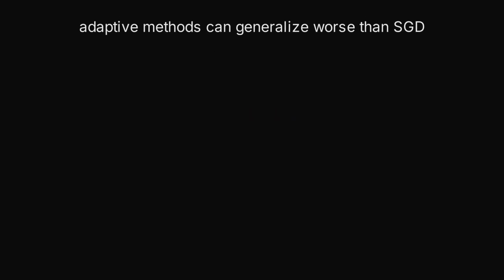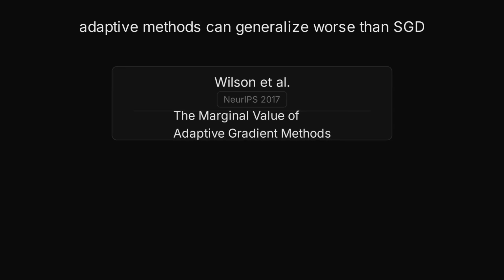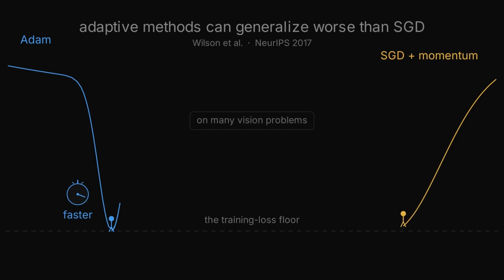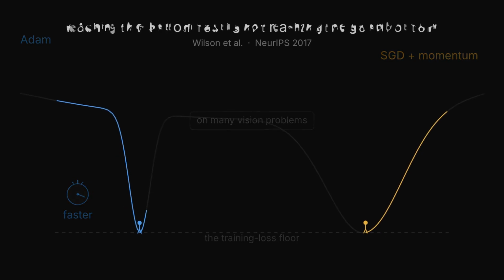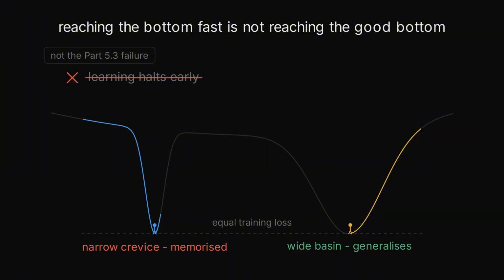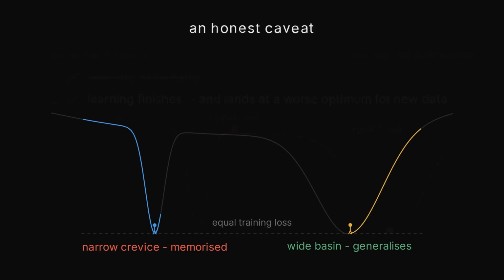Adaptive methods can generalize worse than SGD. Wilson and Srebro, in their 2017 NeurIPS paper, The Marginal Value of Adaptive Gradient Methods, showed that Adam often trains faster. But SGD plus momentum generalizes better on many vision problems. Reaching the training loss bottom fast is not the same as reaching the good bottom. And to distinguish this from part 5.3, this isn't learning halts early, it's learning finishes, but lands at a worse optimum for new data, an honest caveat.